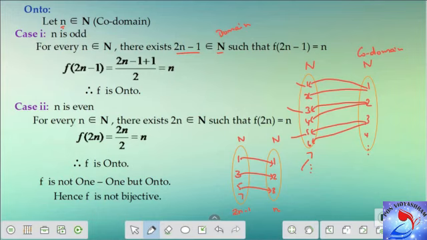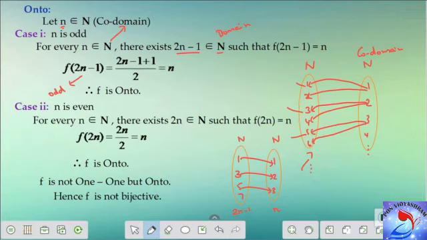So for any n belongs to N, this is your codomain. For any n belongs to the codomain, you can see 2n minus 1 belongs to the domain set such that f of 2n minus 1 is equal to n. That is, when the input is odd, 2n minus 1 is your odd integer.